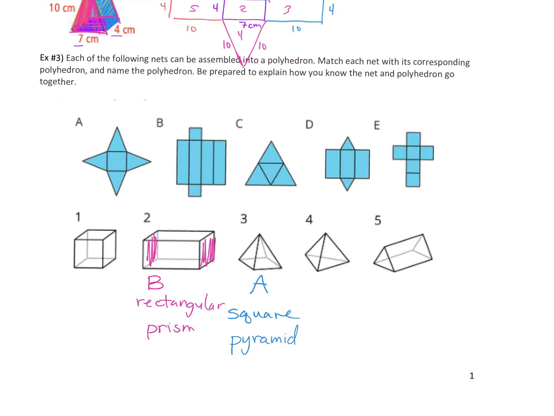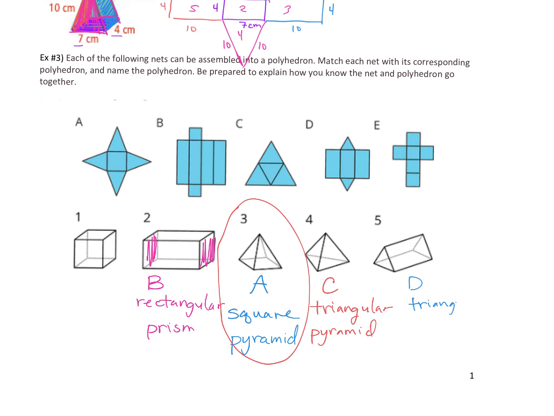Okay. What's C? C goes with what? C goes with 4. Yeah. And anyone know what that's called? Think about what we did here. It's a triangular, not prism, pyramid. Yep, this is a triangular pyramid. Okay. How about letter D? Goes with 5. Yep. Anyone know what that's called? Yeah. Triangular prism. That is a triangular prism.